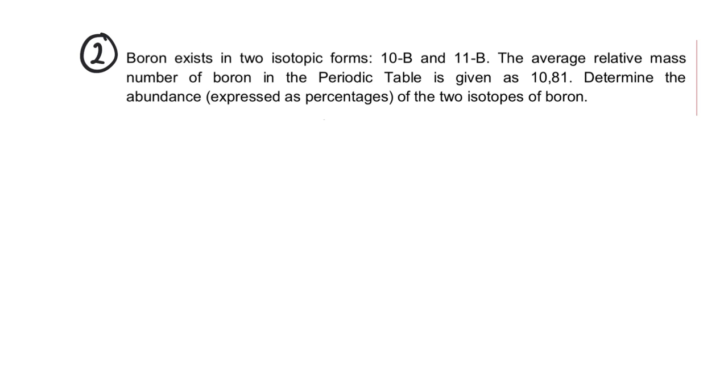Now give this one a try. Boron exists in two isotopic forms, B-10 and B-11. The average relative mass number of boron in the periodic table is given as 10.81. Determine the abundance expressed as percentage of the two isotopes of boron. So this is a reverse problem. We love to give these problems in exams. So I would like you to please pause the video here, give it a try, and then I will show you the solution once you've done.